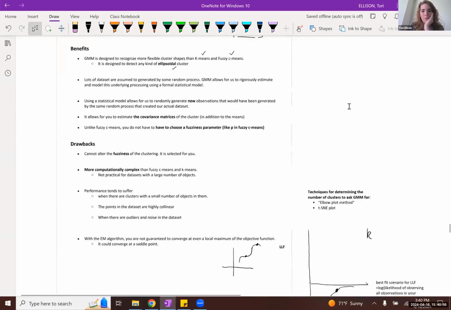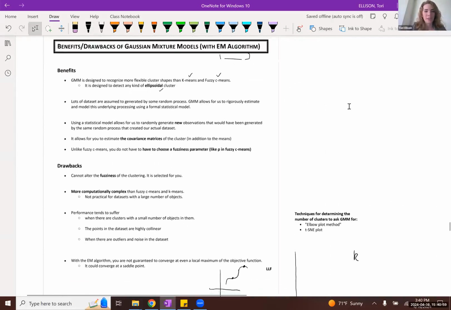Okay, so that's basically just wrapping up with some pros and cons of the Gaussian mixture model algorithm. But yeah. All right. Any questions on that?